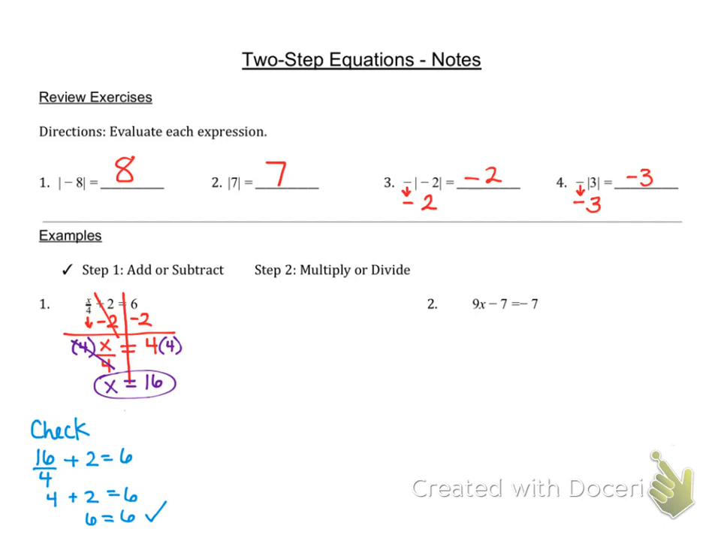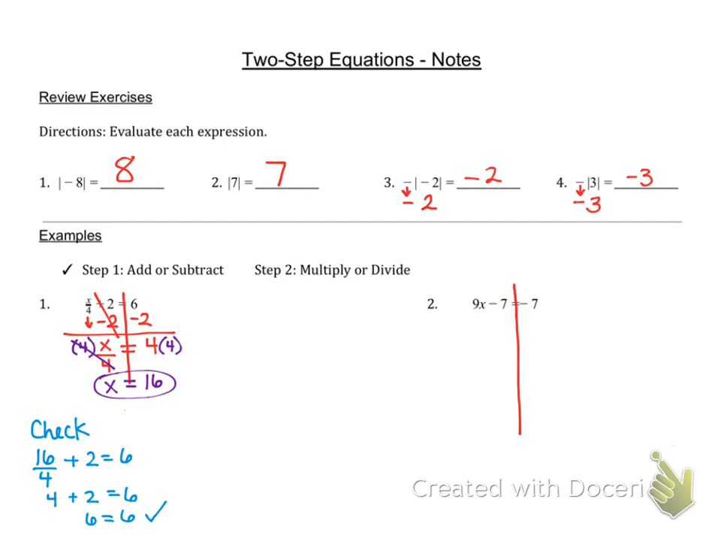Alright, let's look at number 2. We have 9x minus 7 equals a -7. So if we remember our steps, first we want to isolate the variable by adding or subtracting to get that x all by itself. So I'm going to draw a line straight down from that equal sign to show our left and right side of the equation.